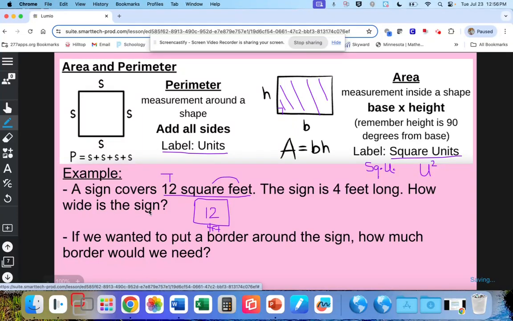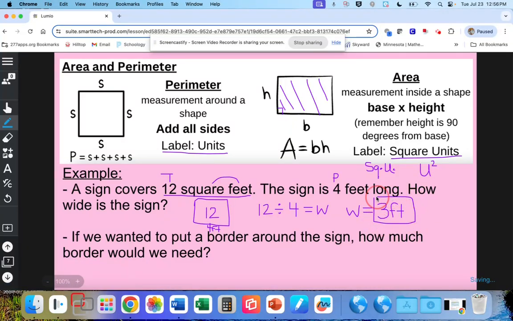How wide is the sign? Well, I have a total and I have a part. So if we were going to solve this, we're going to use division. 12 divided by 4 equals how wide? So I'm going to say W. And W is going to equal whatever 12 divided by 4 is, which is 3. And because this is only a length, it's one dimension, it would be feet. So my answer is 3 feet.